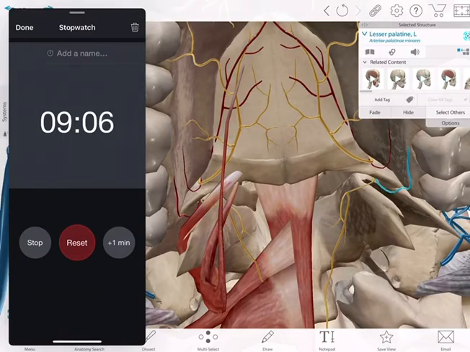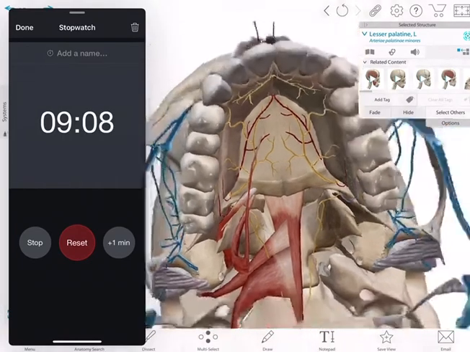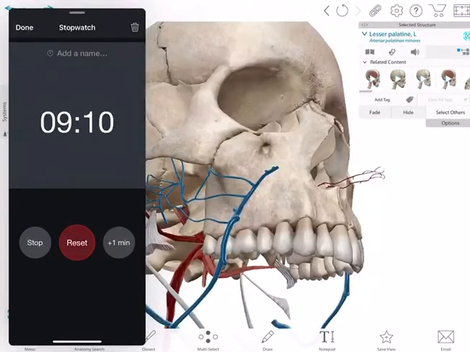Venous drainage is through the pterygoid plexus, which we are seeing here. This is the pterygoid plexus. The pterygoid plexus will drain either directly into the facial vein or into the pharyngeal plexus of veins, then to the facial vein. So either it will drain directly to the facial vein or to the pharyngeal plexus of veins.